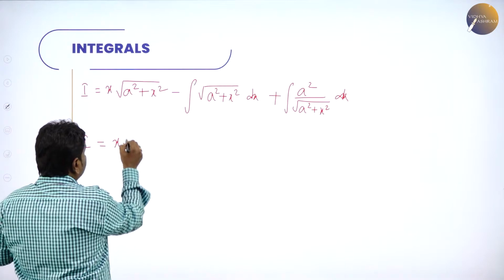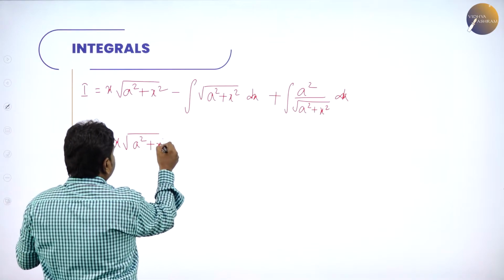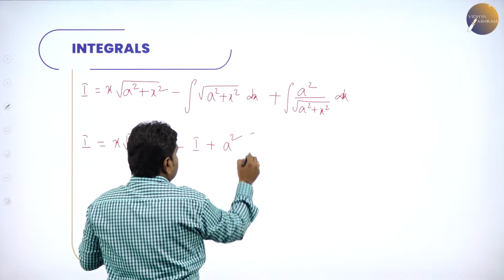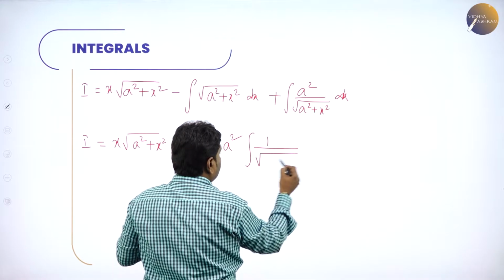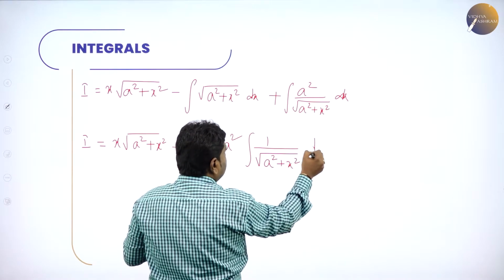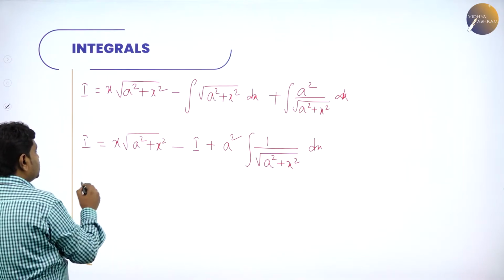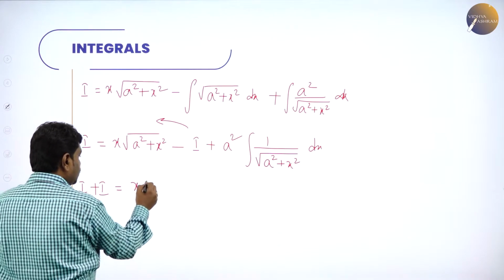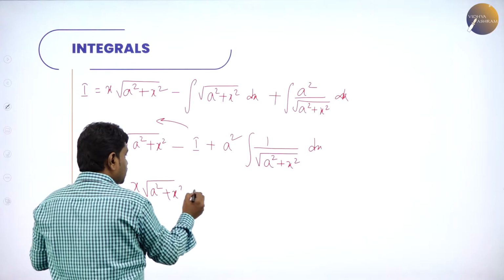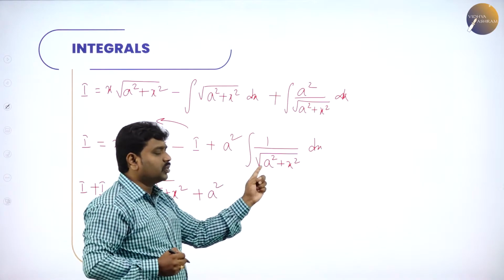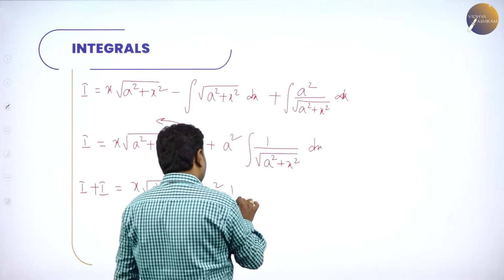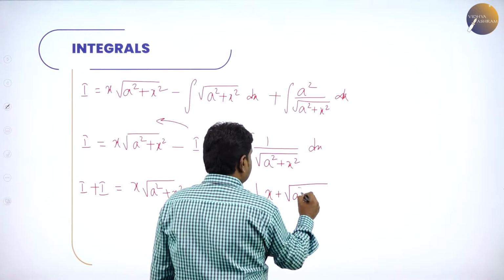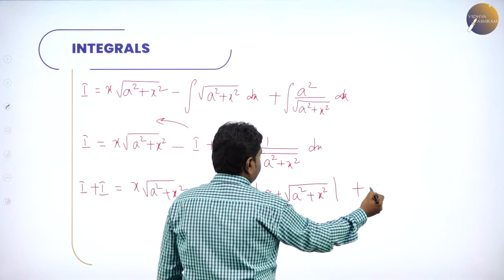I is equal to x into root of a square plus x square minus this part, I can call it as I, plus a square is constant, take it out. I am left out with integration of 1 divided by root of a square plus x square dx. Now minus I, you bring this side, I plus I. Transfer this to LHS. So we are left out with x into root of a square plus x square plus a square into integration of 1 by root of a square plus x square, we have derived it. It will be what? Log of mod of x plus root of a square plus x square plus c.